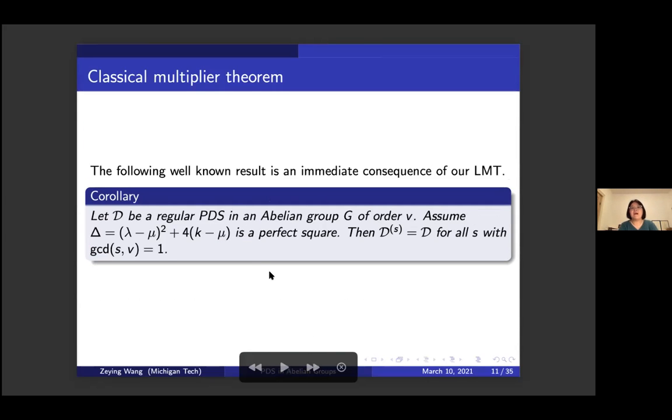Our local multiplier theorem easily implies the classical multiplier theorem. The classical one talks about, suppose you have a regular partial difference set of order v, and assume delta to be a perfect square, the same requirement. Then D to the s equals D for all s co-prime with the order of the group. And that you can easily prove using our local multiplier theorem.